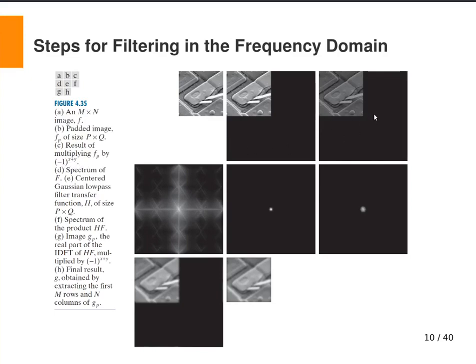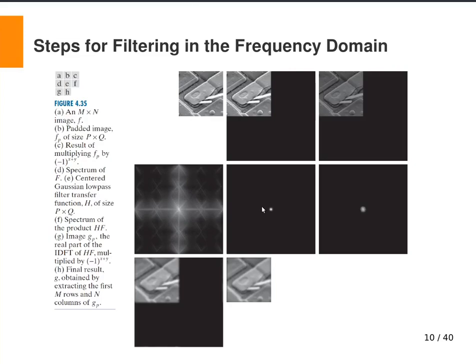So the next step is to multiply the padded image by the function -1 to the power x plus y, and we do it for all the individual pixels, and for each individual pixel we have a coordinate x for the row and a coordinate y for the column. That's why some of the pixels are going to be multiplied by 1, some of them by -1. But the effect is that the Fourier transform is going to be centered. Now we calculate the discrete Fourier transform. Here we see the spectrum of the Fourier transform, and as you can see, it is centered at the origin. Then we have the centered Gaussian low-pass filter transfer function.